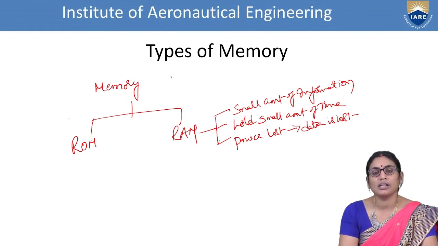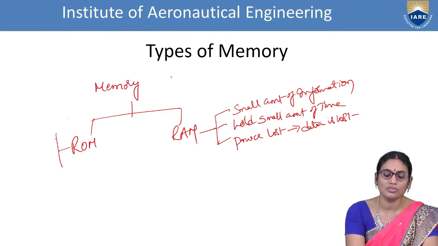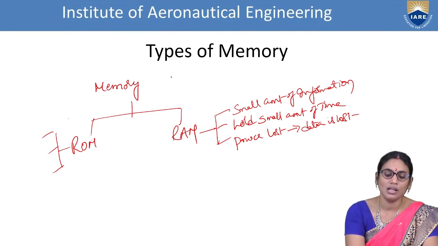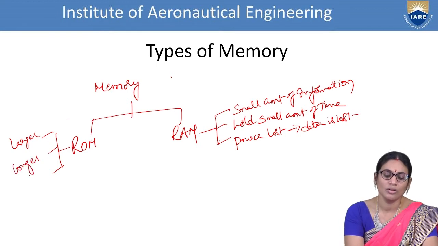So here it is intended to store only a small amount of information for a small amount of time. And it can also be called volatile memory because it is stored only for some extent of time. Once the power is lost, the data will be lost. When it comes to ROM, we have three things which are the opposite. As RAM holds a small amount of information, this will be vice versa. That means it can hold a larger amount of information. Next, it can hold data for long periods. The data can exist for a longer period of time.